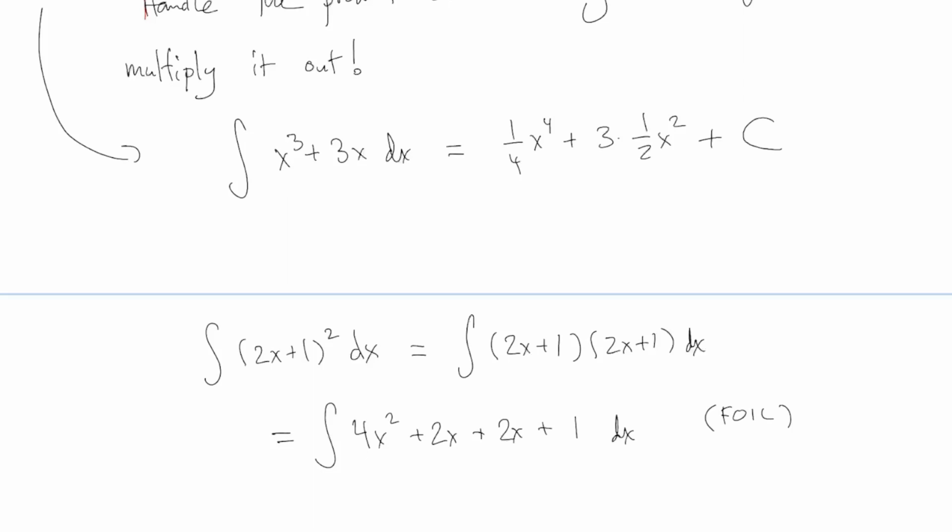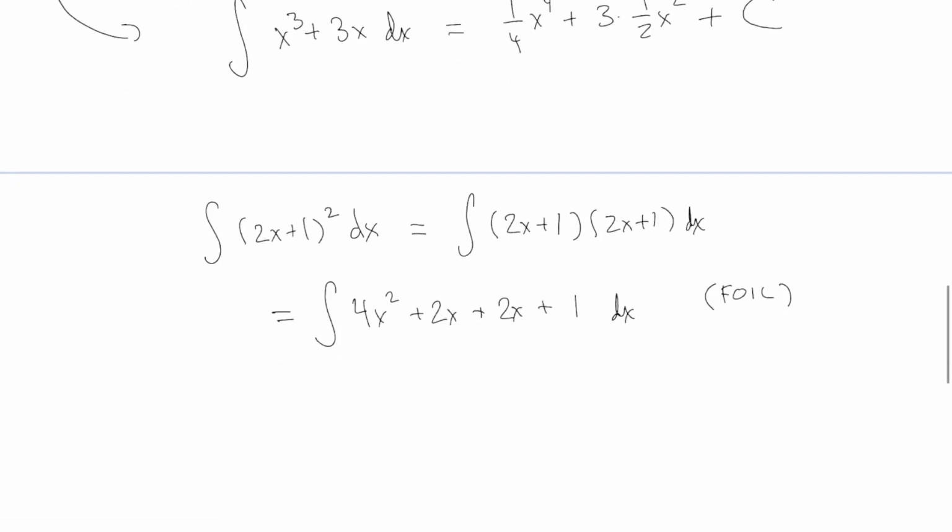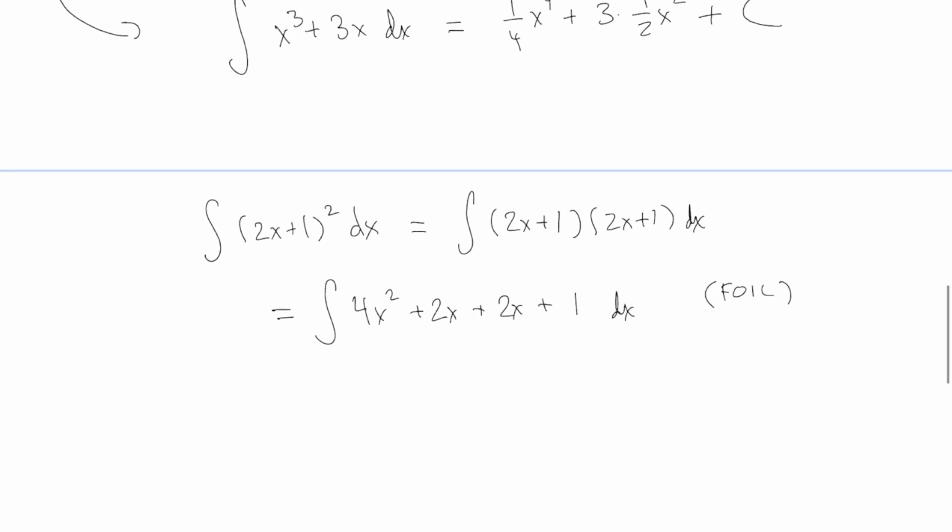And now that it looks like a polynomial, we just do the integral term by term. This is legal because they are added. When they're added, you can just go one at a time. When they're multiplied, you got problems. You got to deal with it somehow.